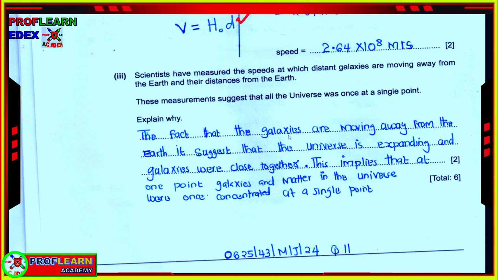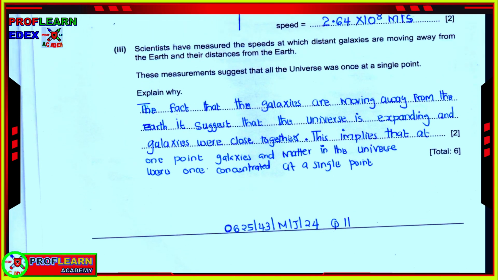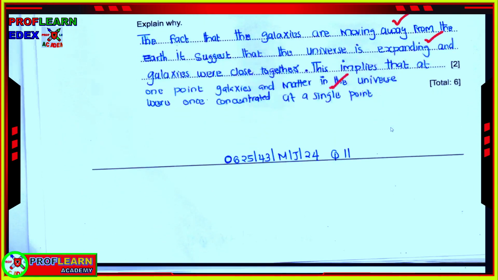This implies that at one point, galaxies and all matter in the universe were once concentrated at a single point. So if you write that in your answer, ensure you capture that information, then you'll be able to earn the 2 marks that were provided. So the key points that you are to mention: since the galaxies are moving away from the Earth, it indicates that the universe is expanding and matter was at a single point. So ensure that you have these 2 points in your answer.